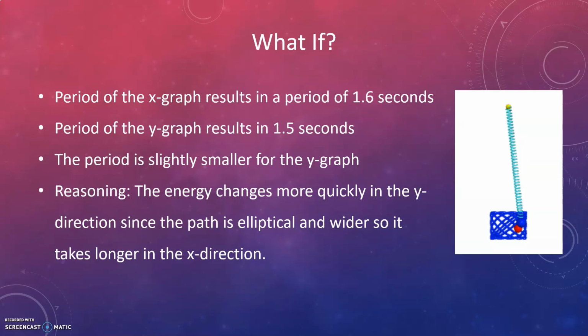Taking 2 points at the top of the waves of the x-graph results in a period of 1.6 seconds. Doing the same for the y-graph results in 1.5 seconds. The period is slightly smaller for the y graph. This is because the energy changes slower in the x direction because the path is much wider.